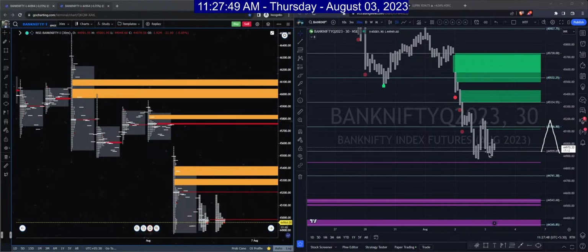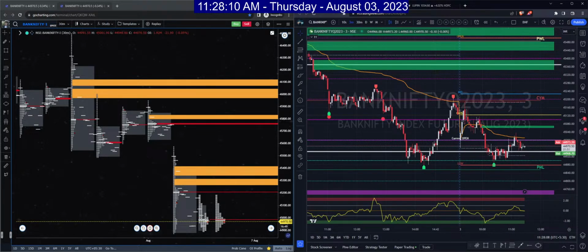And below this, I'm seeing that supply previously has been shutting off, and I'm looking to see supply shut off again. So this is the overall context: where I'm expecting some buying to come in, some supply to shut off, and where I'm expecting sellers to come in and selling to shut off. But overall we are just balancing.